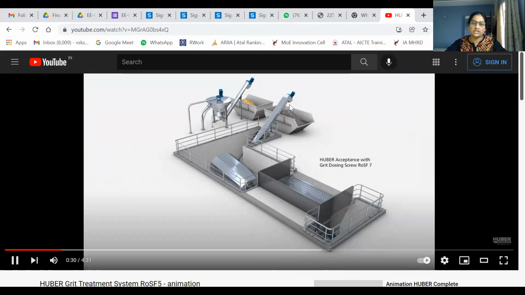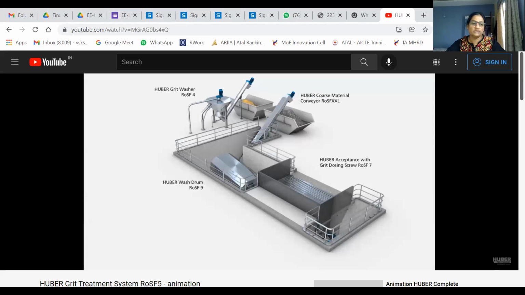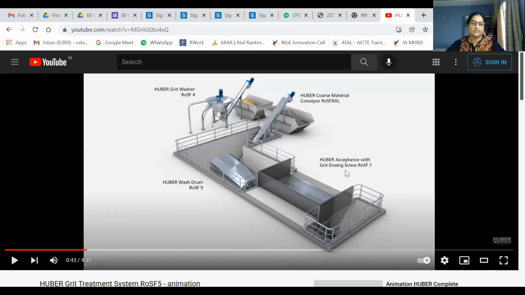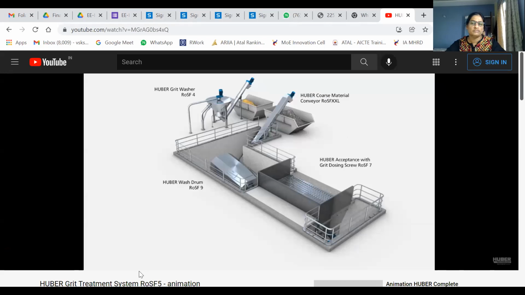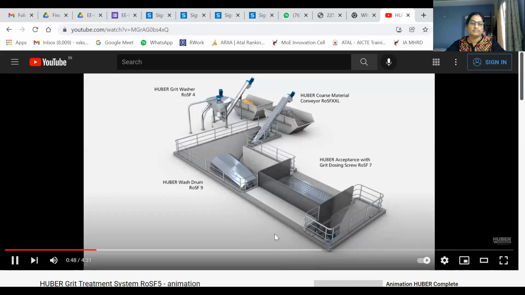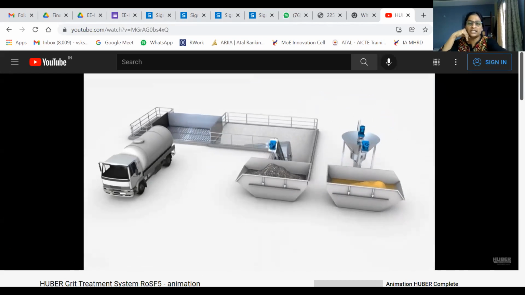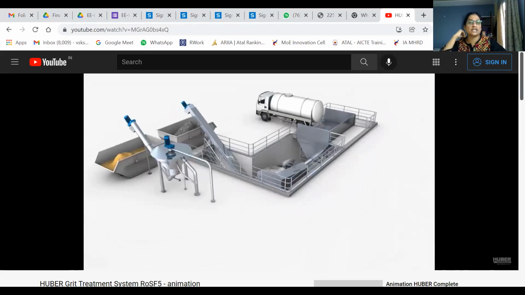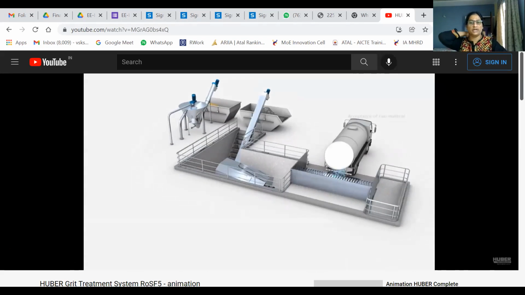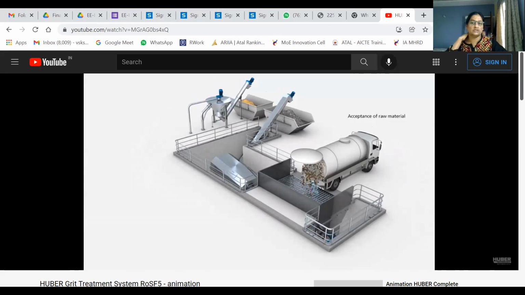You can see here, this is a grit chamber. This is a screw conveyor. It is collecting and dropping it over here. Exactly like these grits, the grits are removed in a wastewater treatment plant. You can see here.